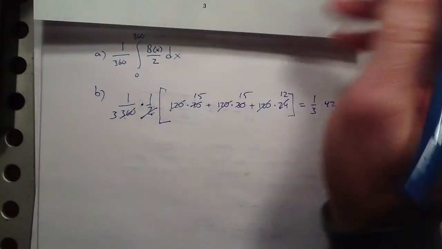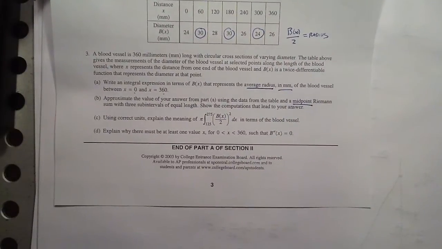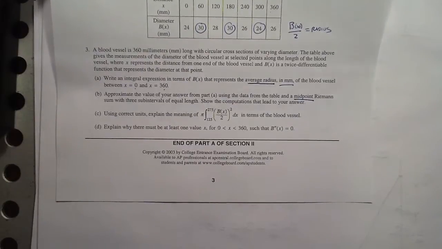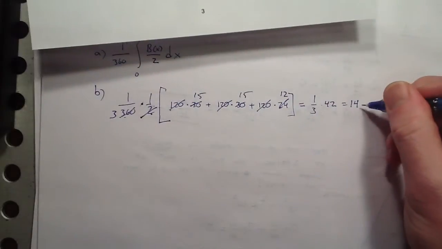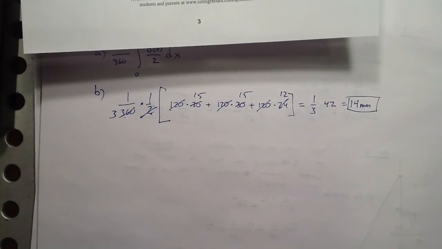And they told us that it's in millimeters, but of course we could have figured that out. This is the average radius, so that's a measurement of length in whatever units are in the problem, so it'd be 14 millimeters.